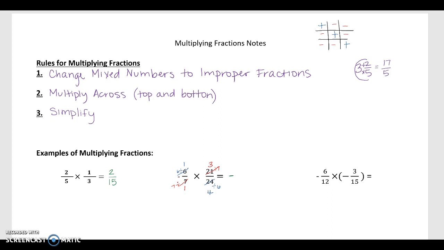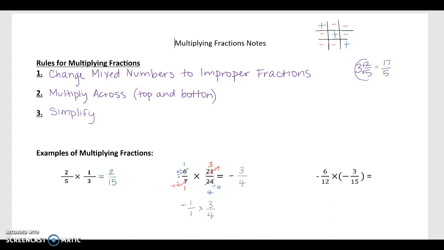So now I have negative 1 over 1 times 3 over 4. So 1 times 3 is 3. 1 times 4 is 4. So negative 3/4. All right. Definitely never would have gotten there with the big numbers before.